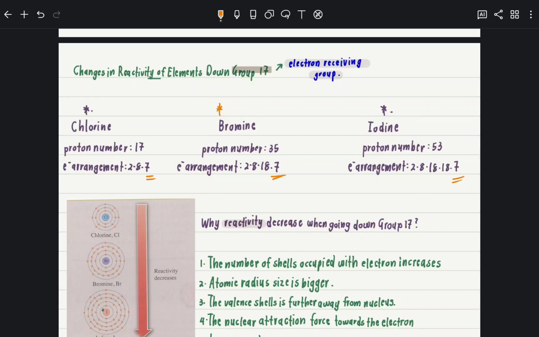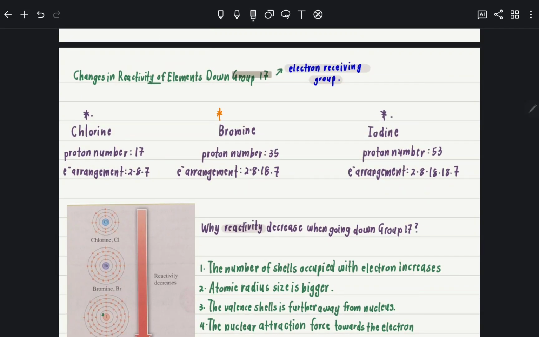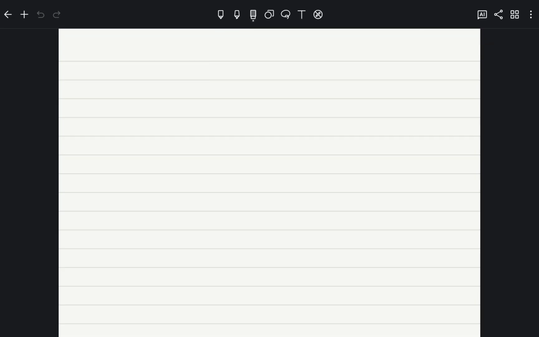So what must we do after this? To make it clearer, we will study, among these three, who will accept the electron very fast, because they have different proton numbers. If the proton number is big, the atomic size is big. Why? Let's do an example. Let's draw chlorine. I draw below here.